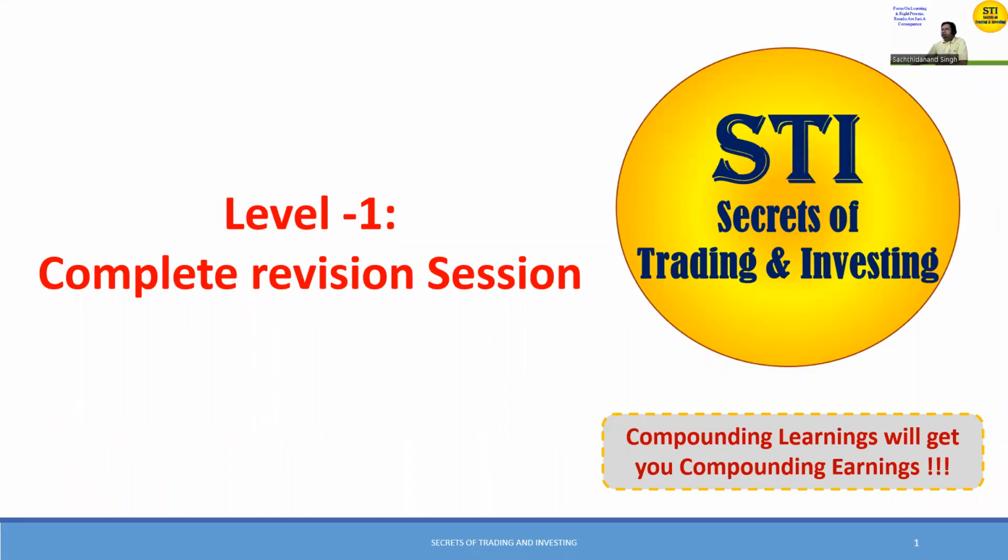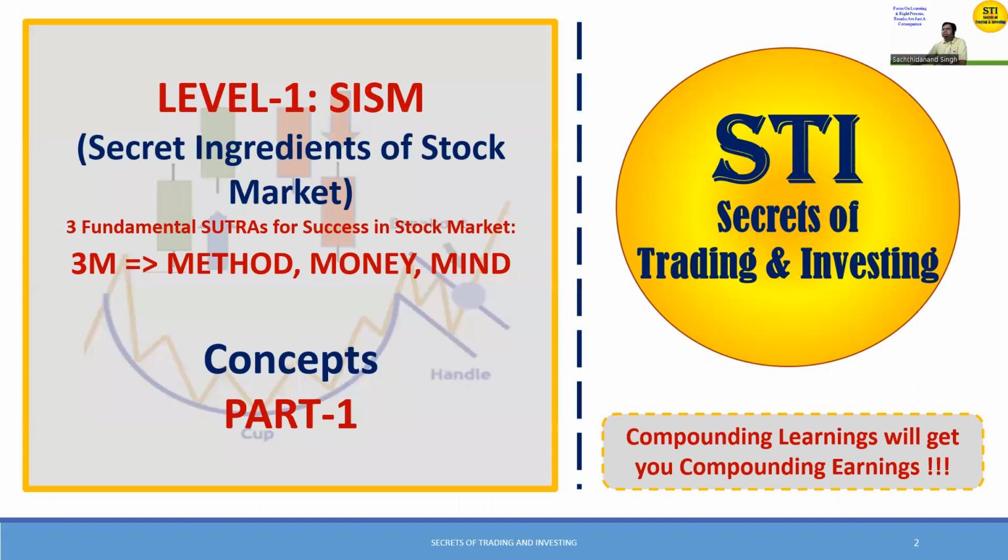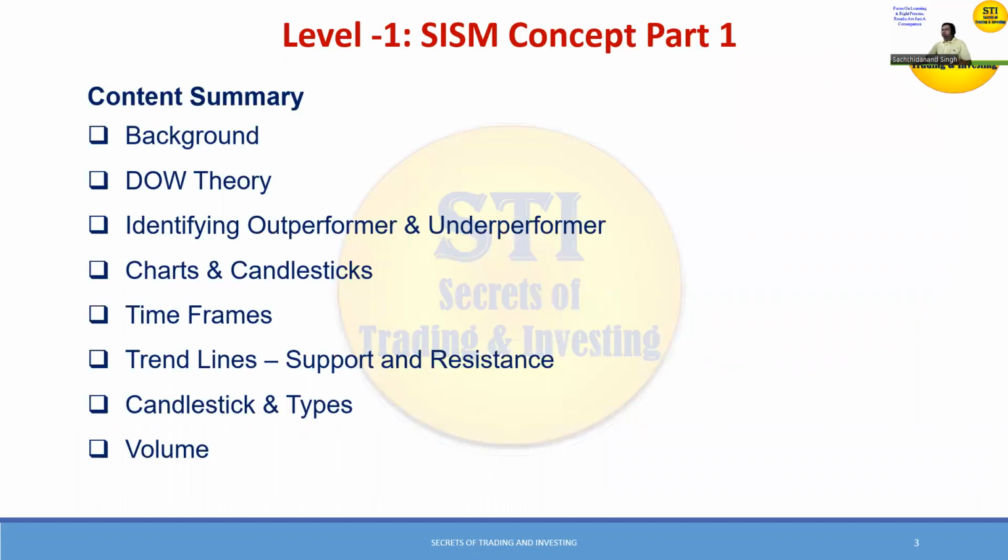So let's start the complete revision session, whatever the concepts that we have learned as part of level one. Okay, so we'll cover just concept-wise what we have learned. We are not going to cover any theories, and if you need any further explanation on the theories, we can always refer to the previous recording. Here we can go through concepts like Dow theory and the trend, candlesticks, etc. And if you have any doubt in between, feel free to ask.